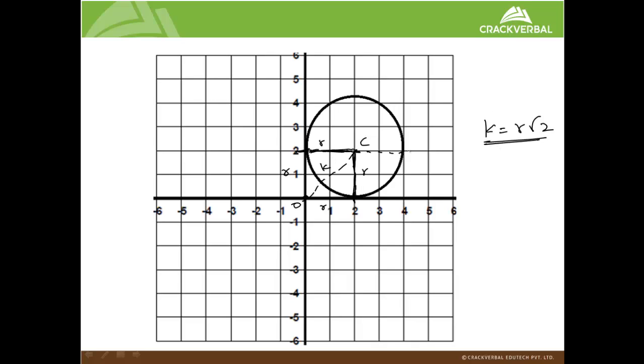The question is asking what is the radius of the circle in terms of k. So that means r is equal to k by root 2. So the answer has to be k by root 2.